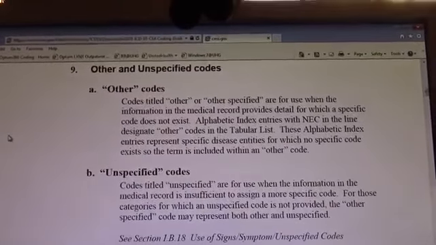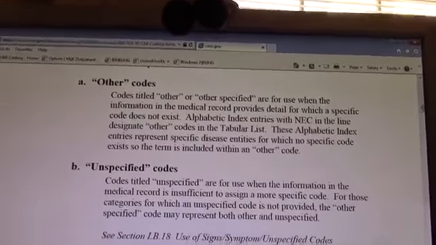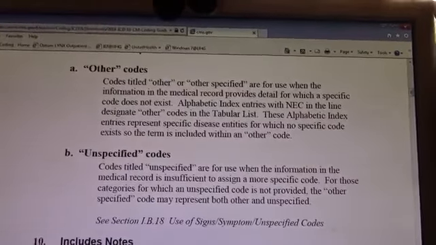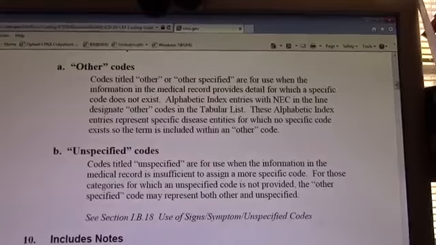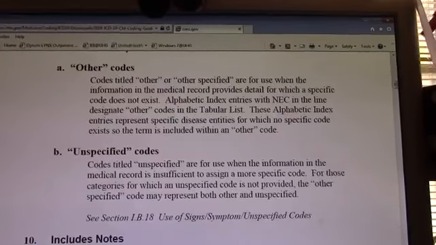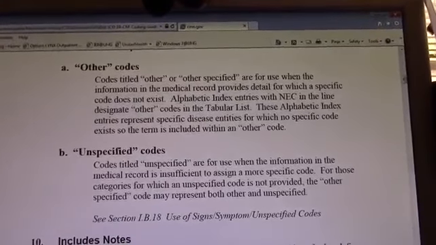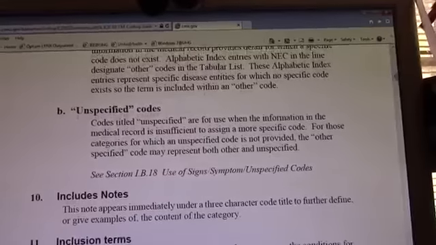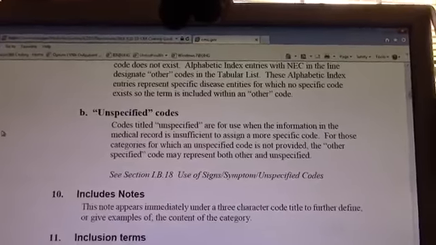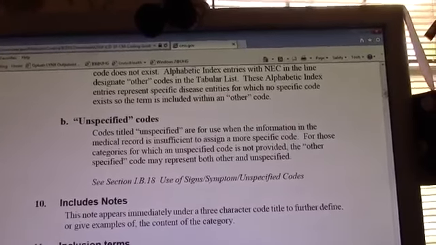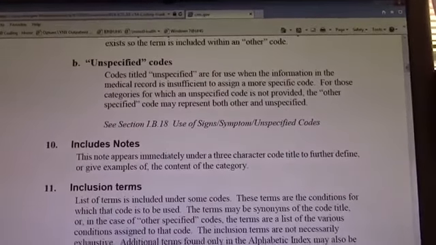And that leads us right into letter B, 9B, unspecified codes. Codes titled unspecified are for use when the information in the medical record is insufficient to assign a more specific code. And so for those categories for which an unspecified code is not provided, the other specified code may represent both other and unspecified. So a lot of times you'll have those where it's not specified. The physician wasn't as clear as he could have been. Had he been, you could have more accurately coded it. But because he wasn't, you're going to have to grab an unspecified code. And in those cases, it's okay.